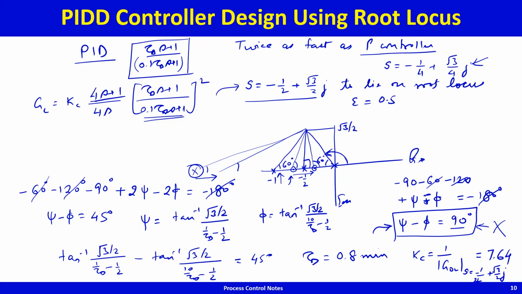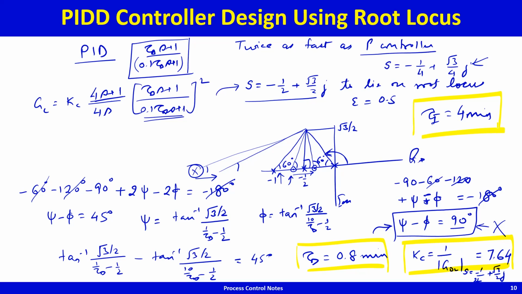So thus we have Kc, we have tau d, and we have tau I is equal to 4 minutes. And our controller has been designed. You can repeat similar to what we did for a PID controller. By the way, let's discuss what the root locus would look like.